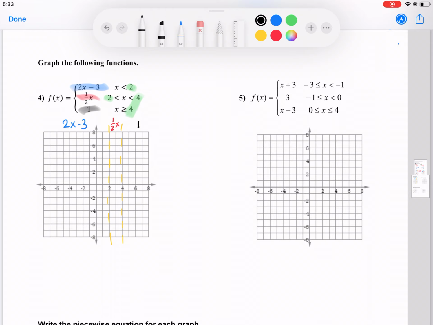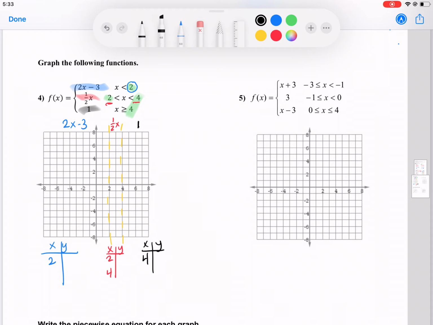Okay, once again, we're going to go ahead and make our table. The table's going to be a little interesting this time, and I'll show you why. There is one table for this one, the 1/2 x, and there's also a table for this third one. And here's the deal. The 2x minus 3, the only number we need is the 2 because that's the only one in the inequality. The 1/2 x needs both the 2 and the 4. And then the 1, we're going to have the 4 in that one.